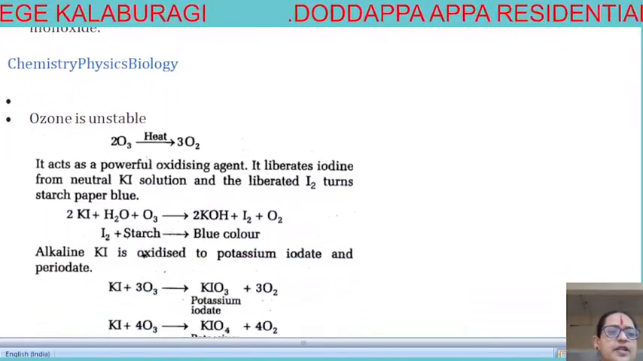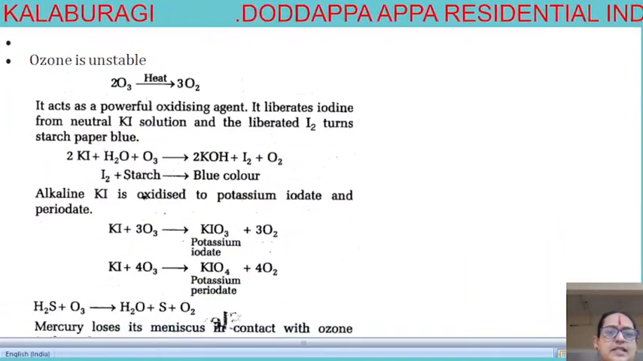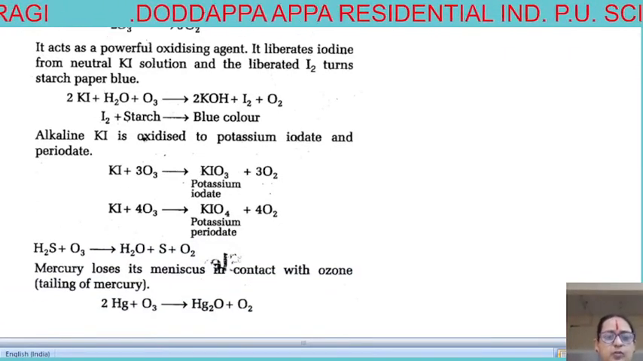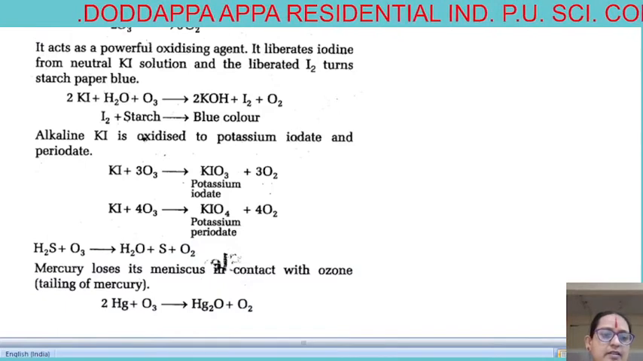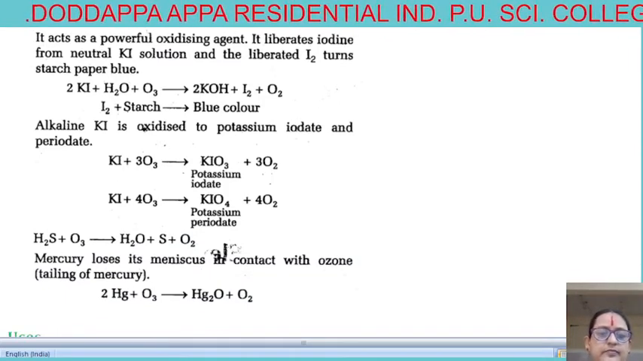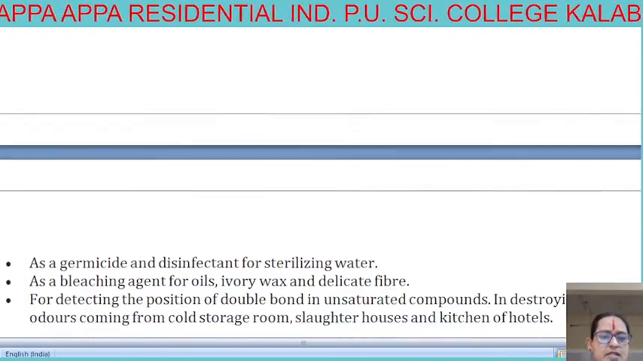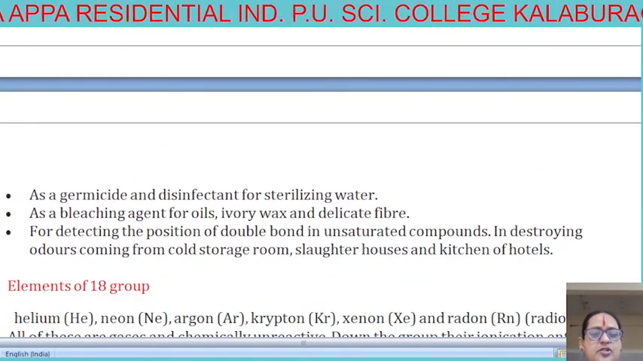Next what we have to study is about ozone. Ozone is unstable. We study its properties, how it reacts with potassium iodide, with water, with hydrogen sulfide. Then next its uses. It is used as a disinfectant, as a germicide.